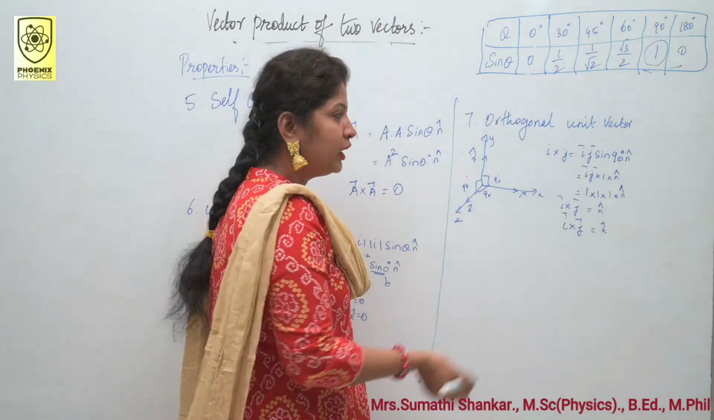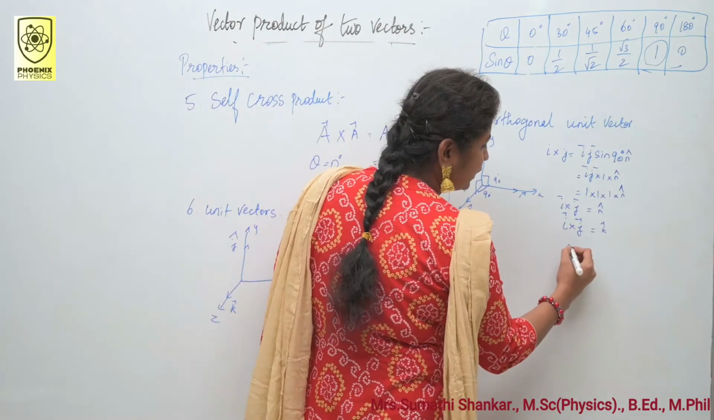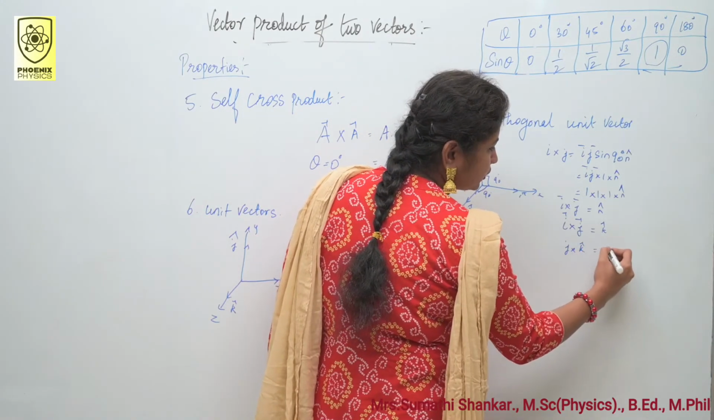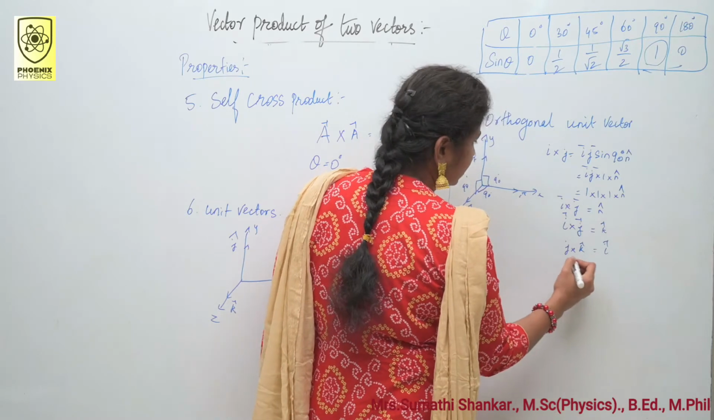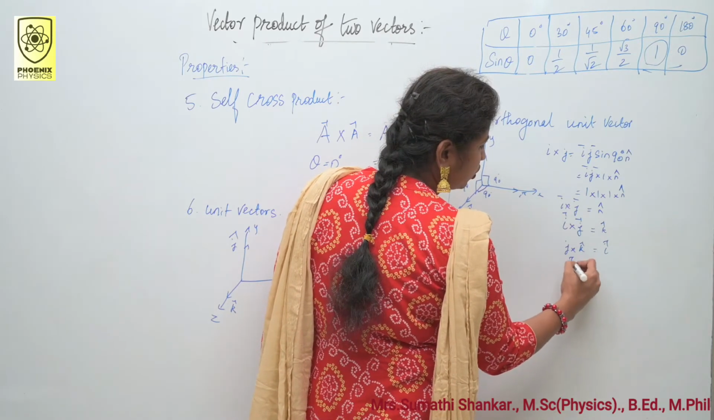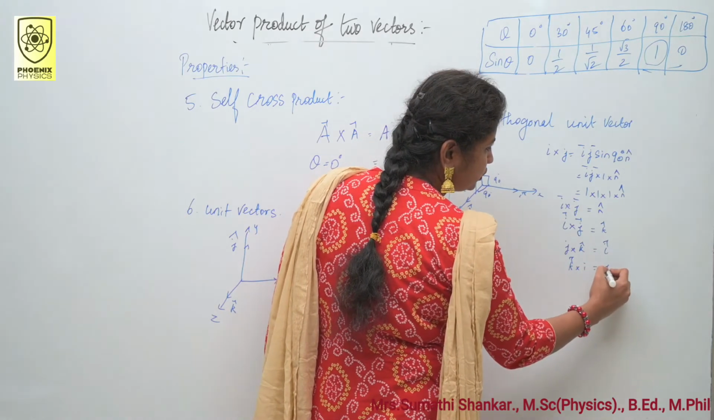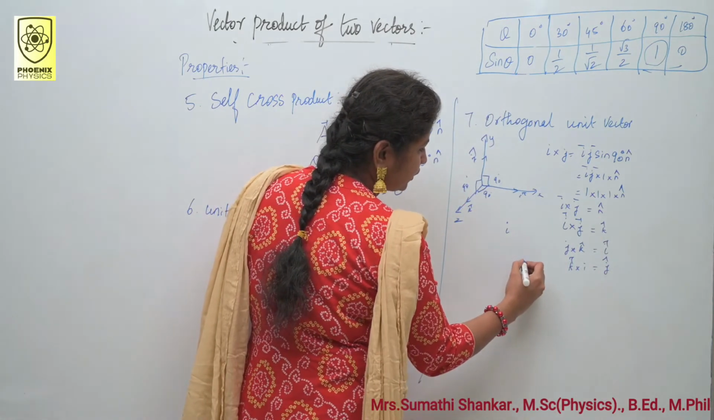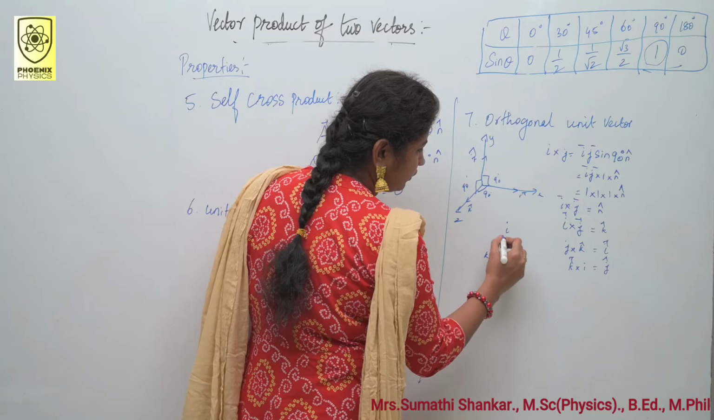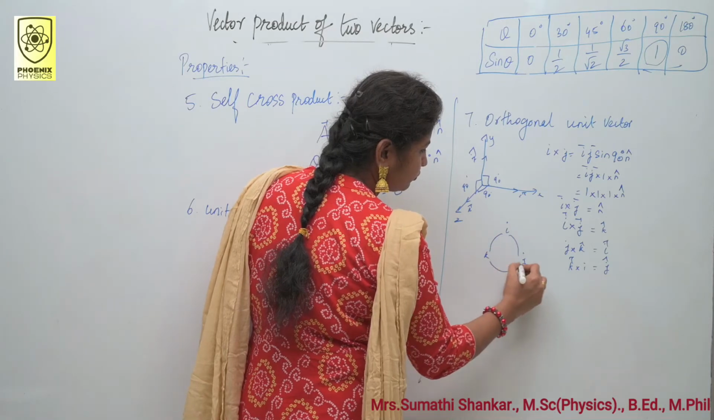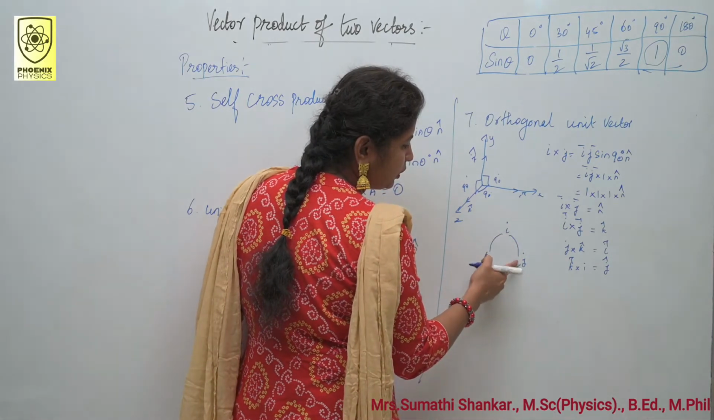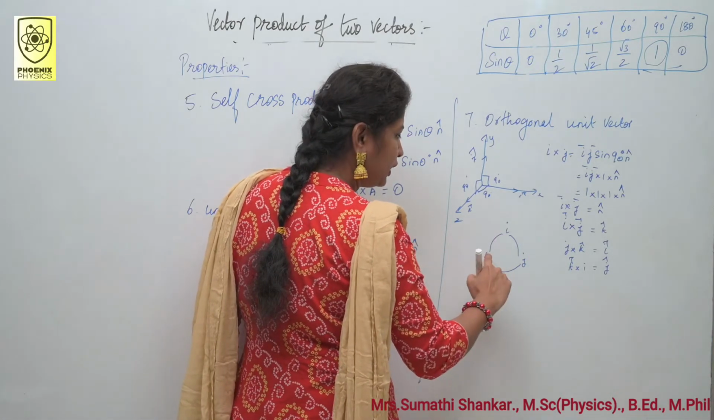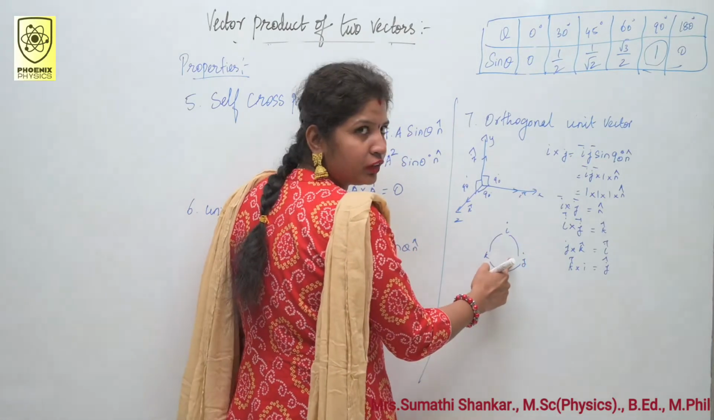Up to this, is it clear? Similarly, we can write j cross k, that is the i vector, then k cross i is equal to the j vector. Okay, you draw like this. This is my i vector, j vector and k vector. i cross j means k vector, j cross k means i vector, k cross i means j vector.